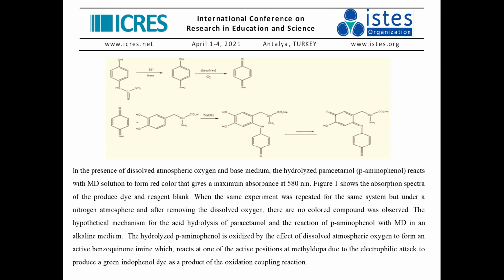Methyldopa is a type of amino acid, and it reacts with the resulting hydroquinone to form a phenol called indophenol dye. This dye has a color, and you can measure the color to give us information about the concentration of paracetamol in a formula, in pure form, or even in a liquid or biological fluid.